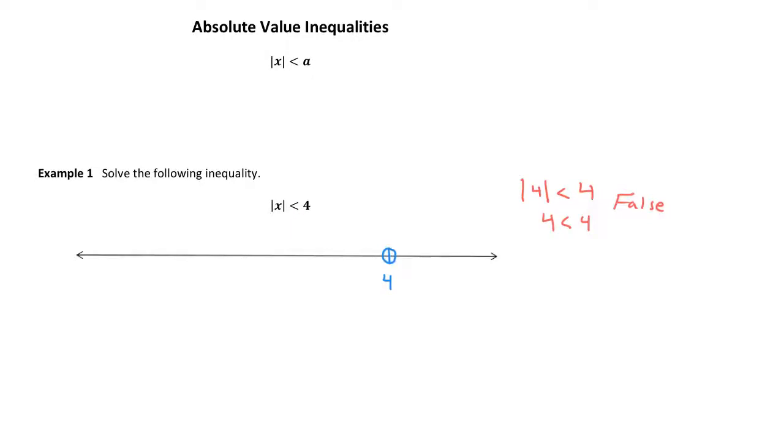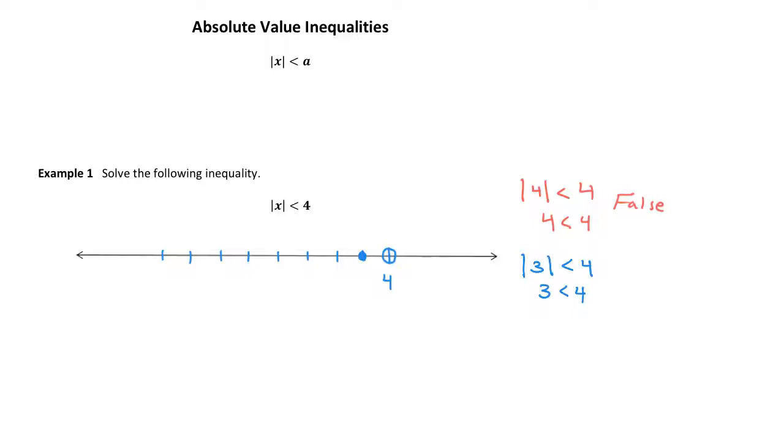Now, if we check, let's say 3, 2, 1, 0, -1, -2, -3, -4, and so on, I'm going to plug those in place of x and see if they make this true or false. So let's start with 3. Is the absolute value of 3 less than 4? And well, yeah, of course, the answer is yes, because 3 is less than 4. So that's true. I can circle that one in.